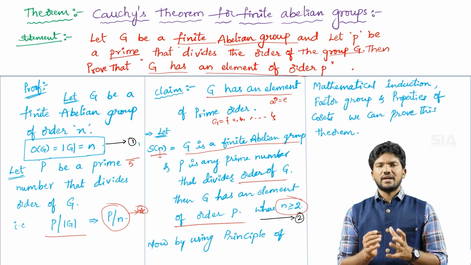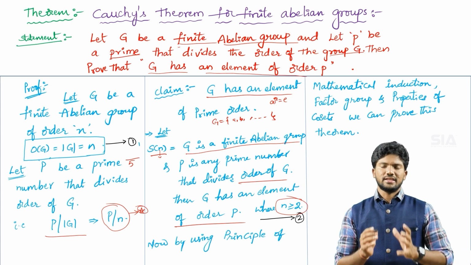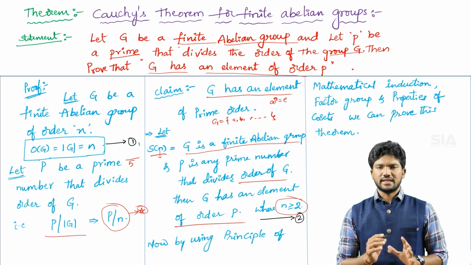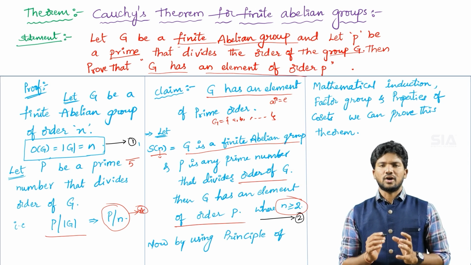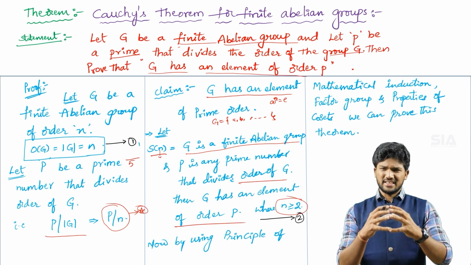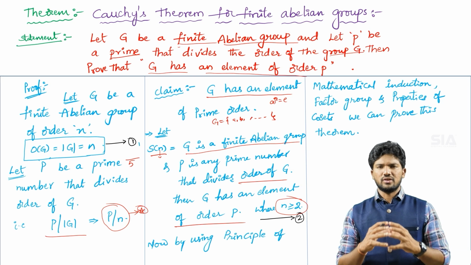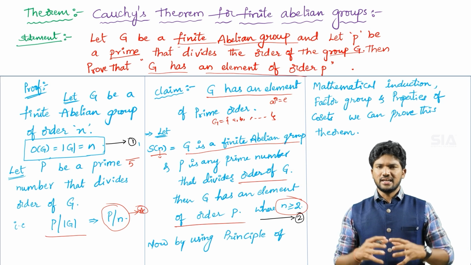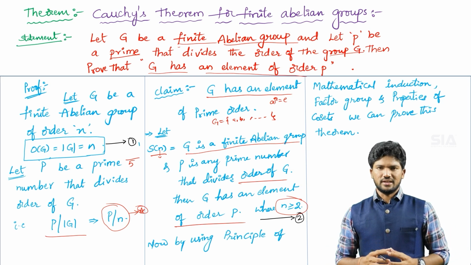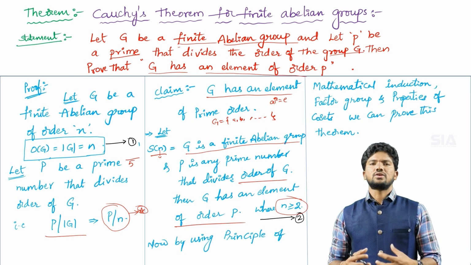The total number of elements in the group is equal to 1. That is, only the identity element exists. So the identity element, singleton small e, will only exist. Then the proof is trivial. Whenever you have the singleton e, for every theorem the proof is trivial. So that's why we are starting with n is equal to 2.